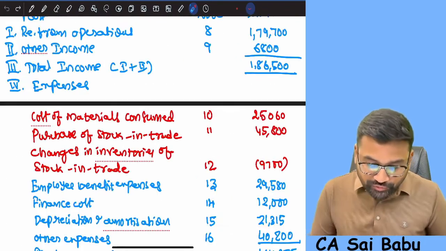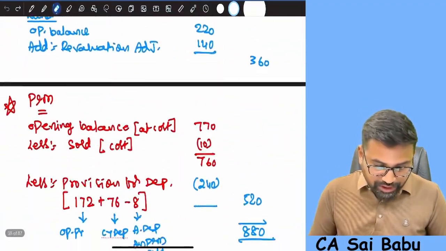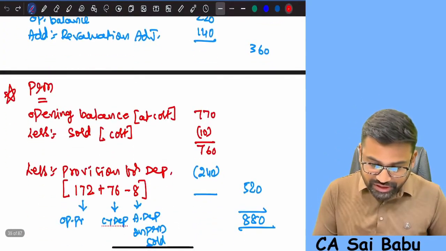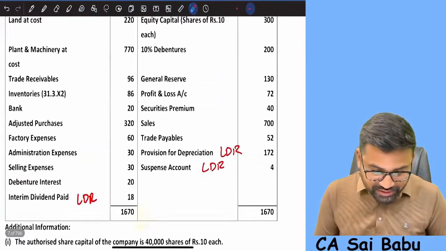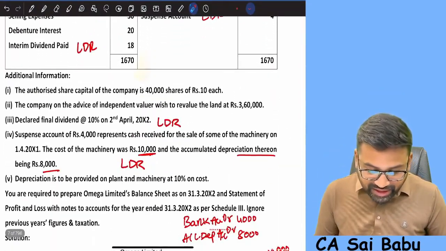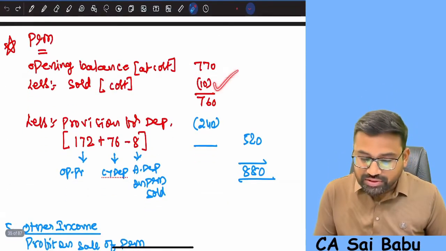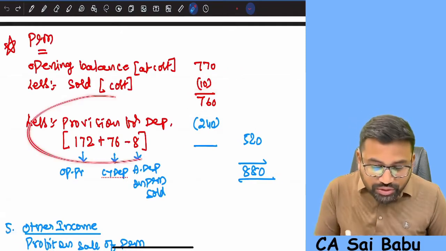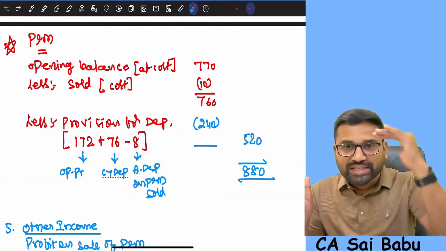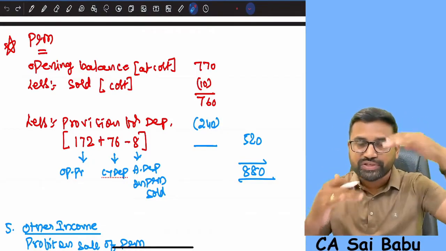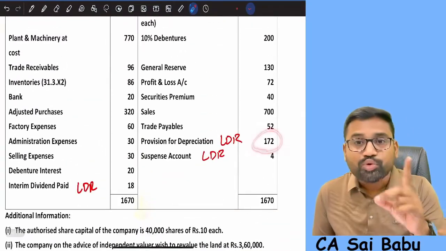So therefore when you prepare the balance sheet, sir, see here plant and machinery, the opening balance of plant and machinery given is 770. And from this 770 at the beginning, 10,000 worth of plant and machinery was sold. So minus 10, so 760. From that, I need to deduct provision for depreciation. Because in the balance sheet, whenever you are presenting assets, it is cost minus provision for depreciation. This provision for depreciation they have already given in the trial balance. This is 172. This is the opening provision.